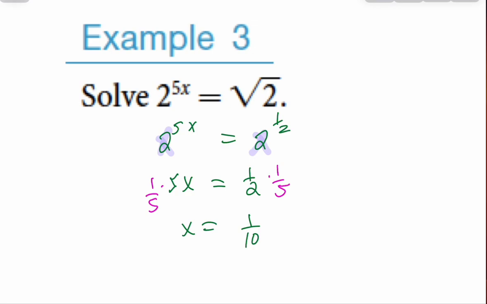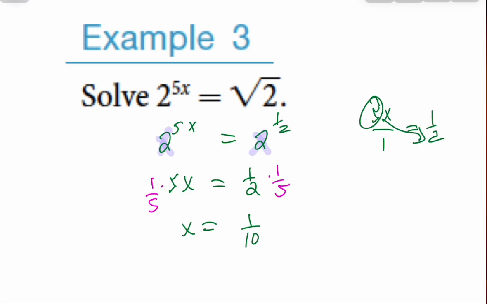Okay, so you can also think about it as 5x over 1, take the 5, cross multiply. So that will also be a way to think about it. But however we do it, we would get an answer of 1/10. And let's think about if we stuck 1/10 right here, 5/10 is a half. So they would both be equal to the square root of 2.